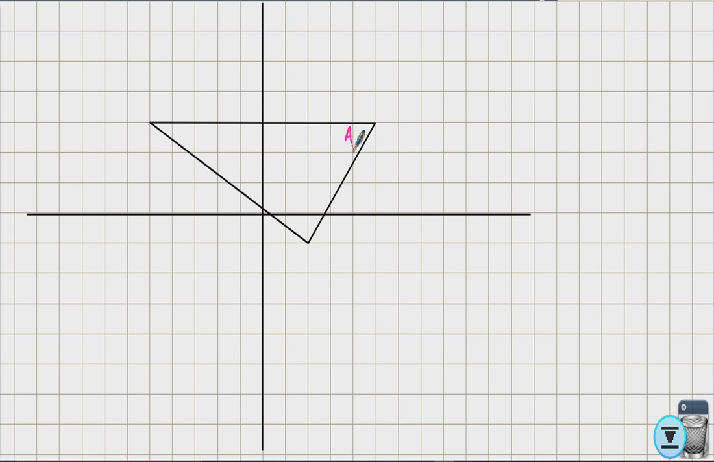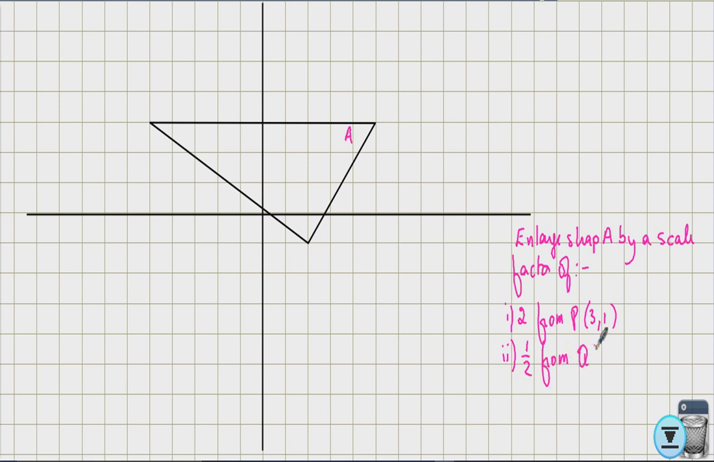Shape A. And we need to enlarge shape A by a scale factor of, first one, 2 from the point 3,1 and by a scale factor of 1/2 from the point Q minus 1,1. Right, so those are going to be our two transformations, okay?